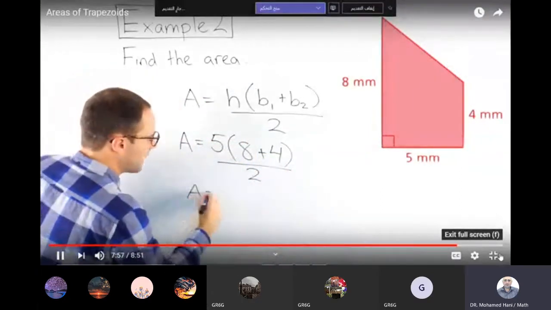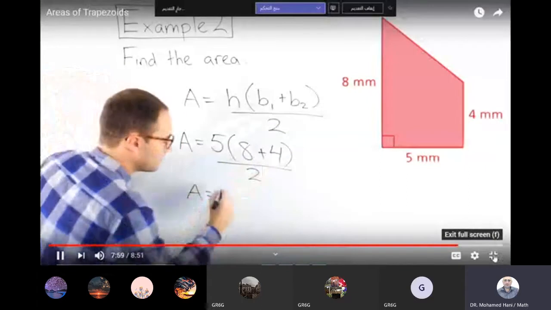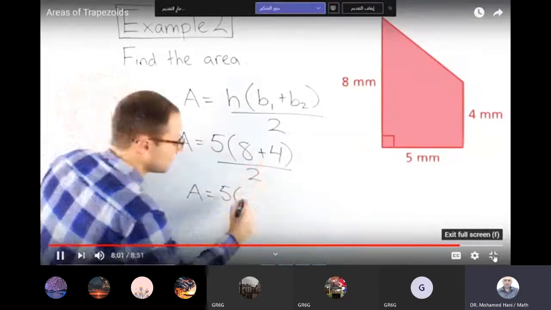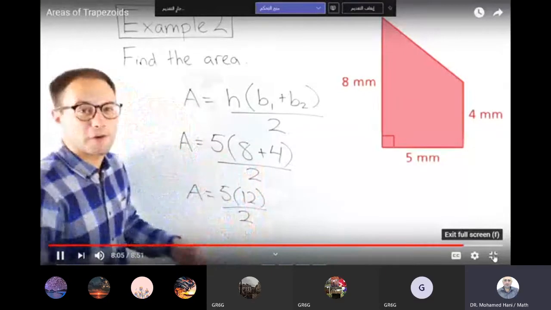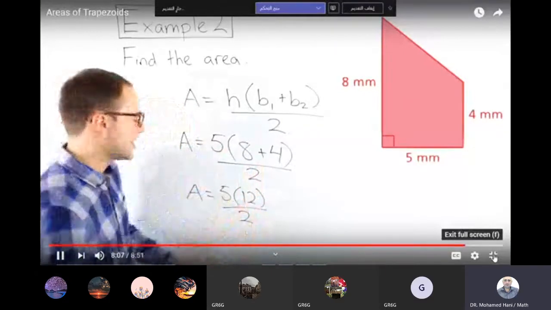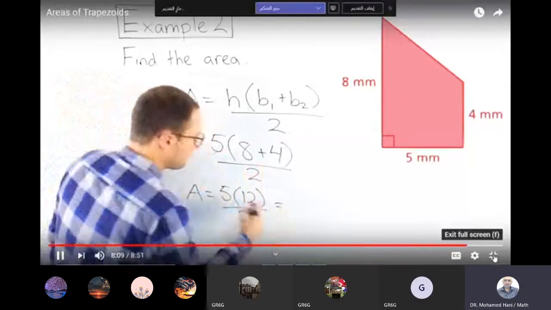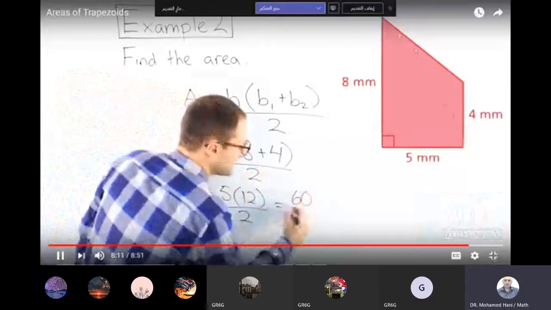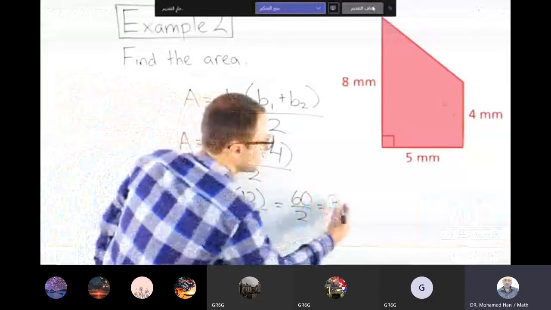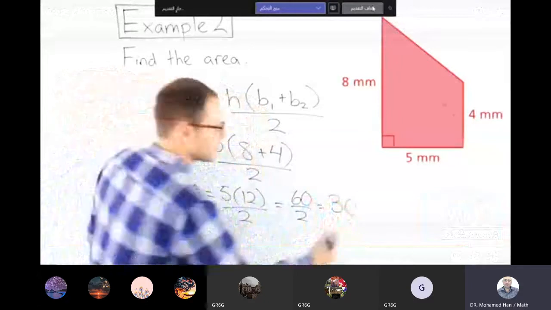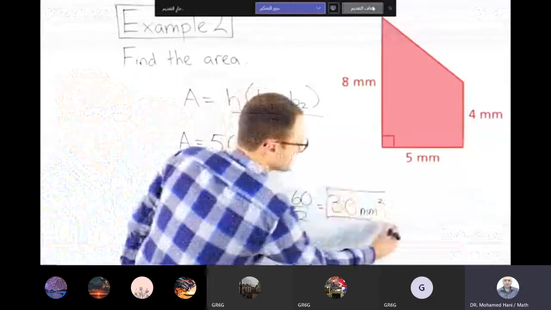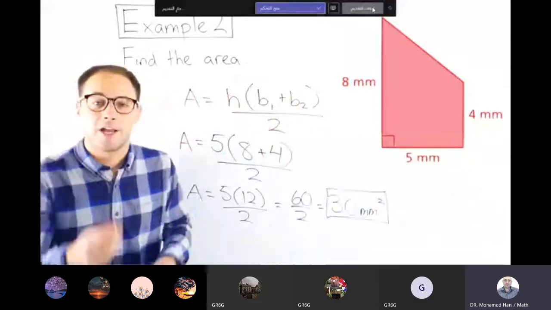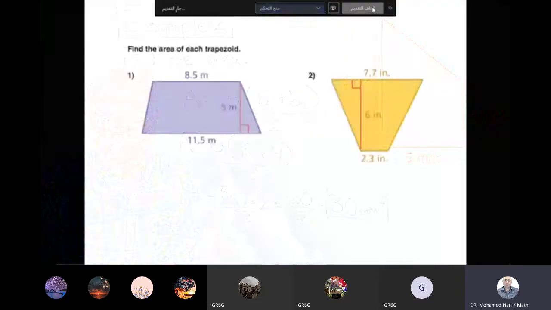Okay, so now my area, well, 5 times 12 divided by 2. Again, I can simplify if I want, but maybe I'll do it the other way just so you guys can see. 5 times 12 gives me 60, divided by 2 is 30. Don't forget your units. This is in millimeters squared because it's area. Okay? Here's some to try on your own.